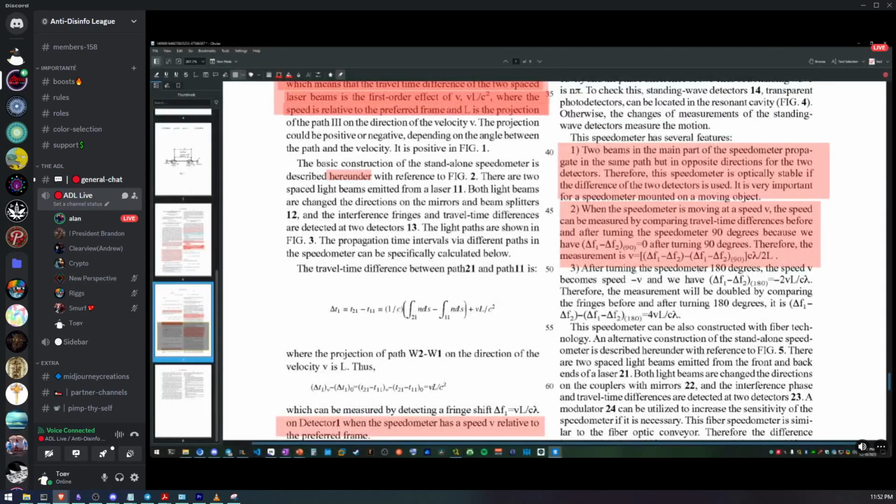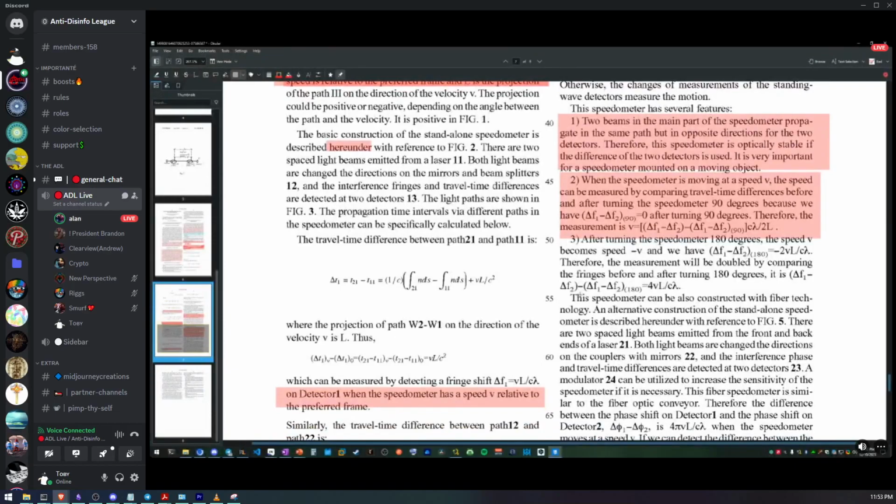After turning the speedometer 180 degrees, the speed v becomes speed minus v, and we have delta f sub 1 and delta f sub 2 at 180 degrees, minus the wavelength difference in the opposite direction. Therefore, the measurement will be doubled by comparing the fringes before and after 180 degrees. It is the same thing as earlier, but just 180.